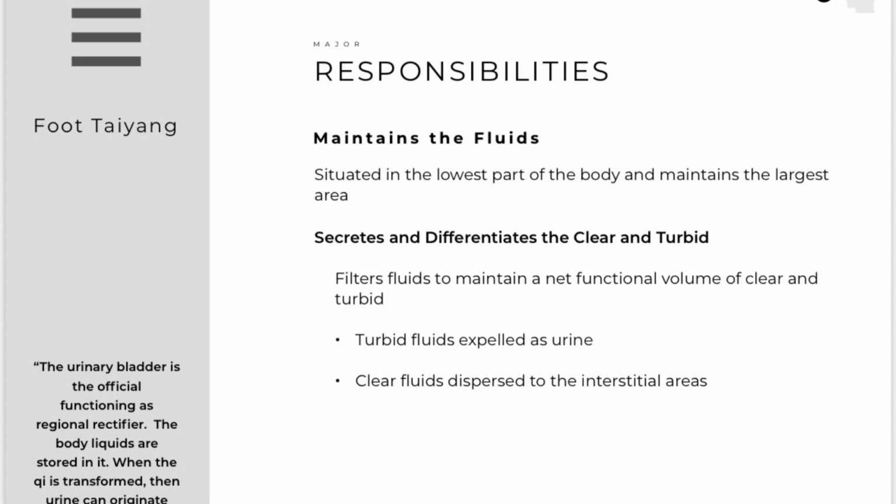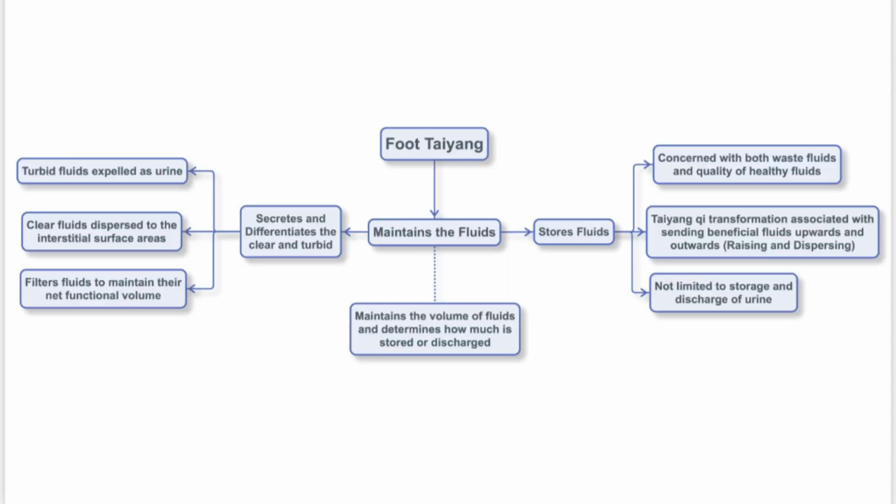This is in our lower jiao, so the lower part of our body, our abdomen, and it's also maintaining the largest area of our body. So again, everywhere we have our skin and our muscles, that is where the Tai Yang is working to maintain these fluids. It also secretes and differentiates the clear and the turbid. So it filters fluids to maintain net functional volume of clear and turbid. Turbid expelled as urine, clear dispersed in the interstitial areas. Okay, great. There's our mind map.